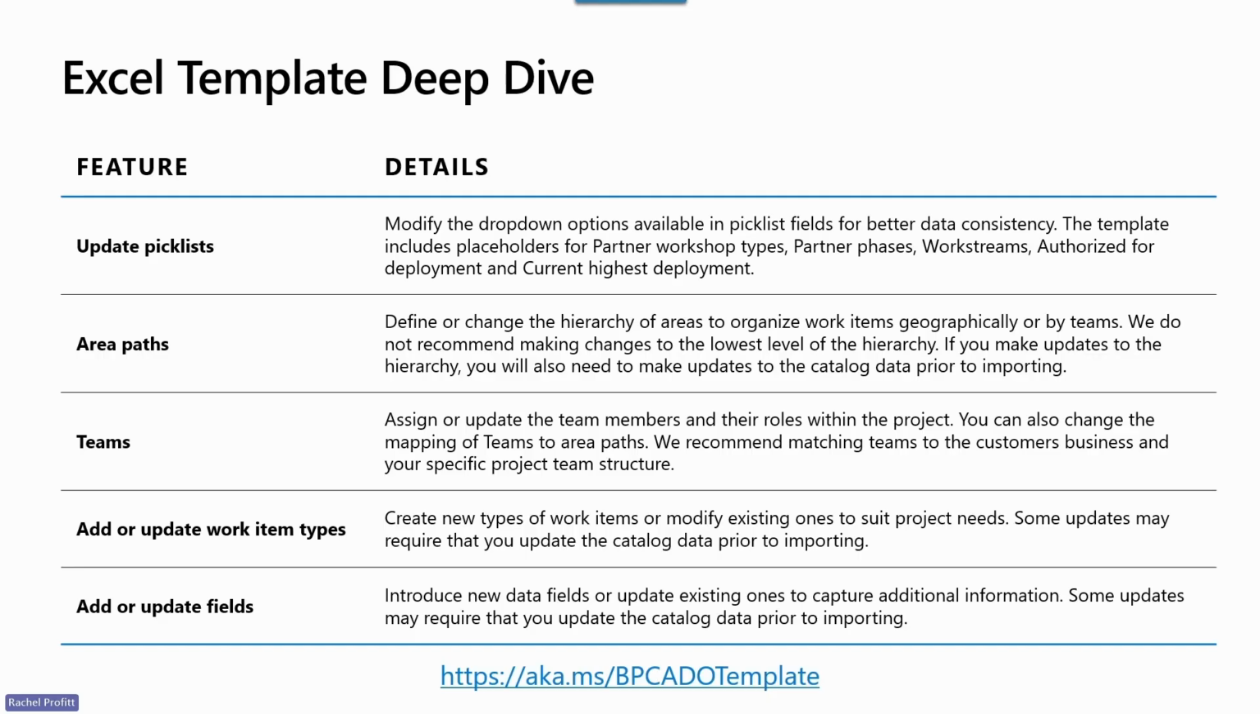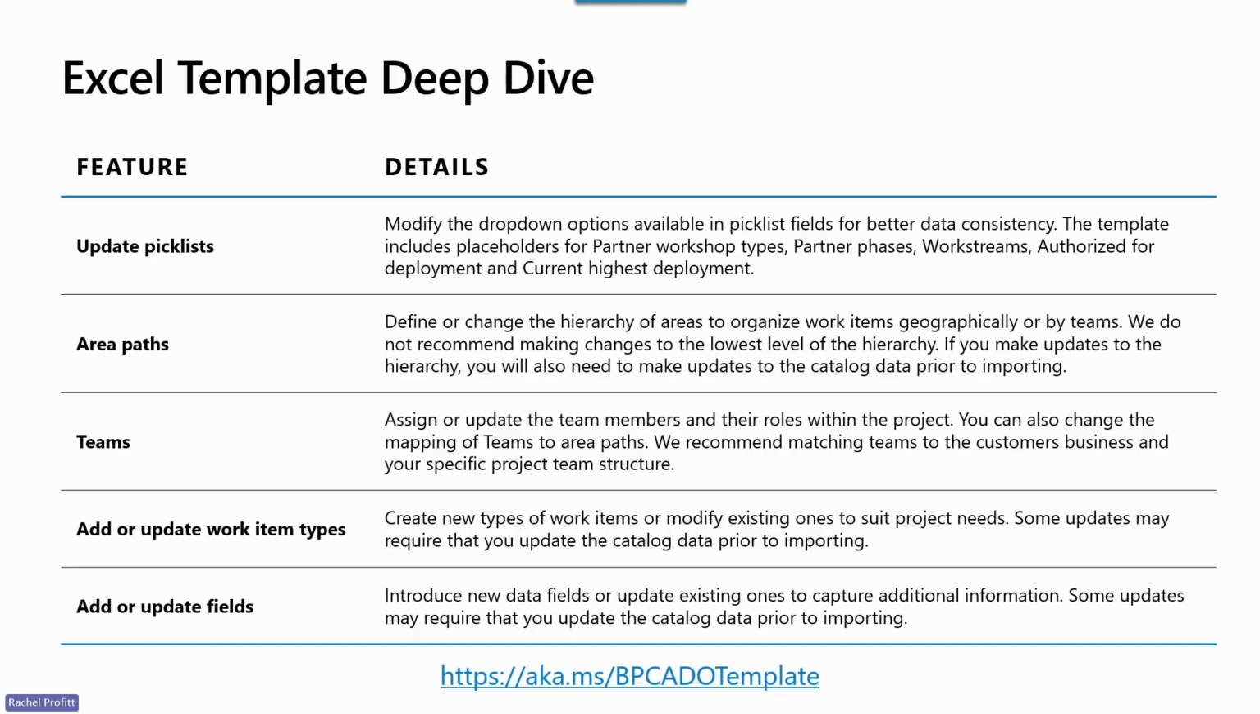The area paths are pre-created for you, and we actually don't recommend making changes to the lowest level of the hierarchy. And remember that if you do make changes to the area paths, you will have to update all of the business process catalog files, the deliverables, and so on to match those changes that you've made before you can import it. The next thing are teams.